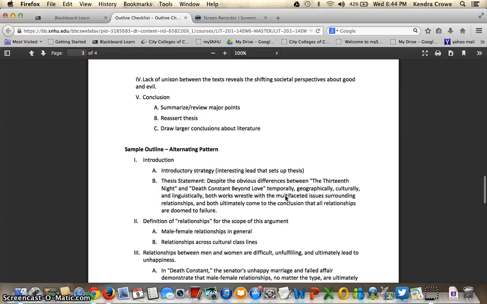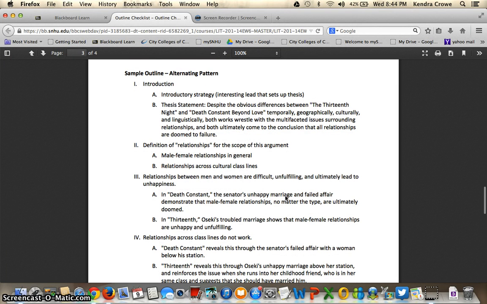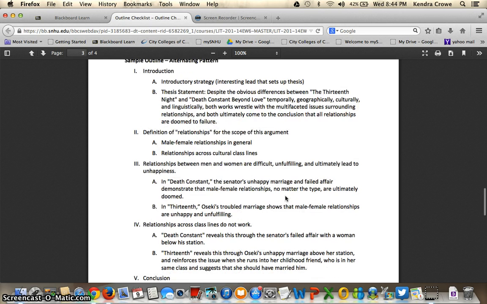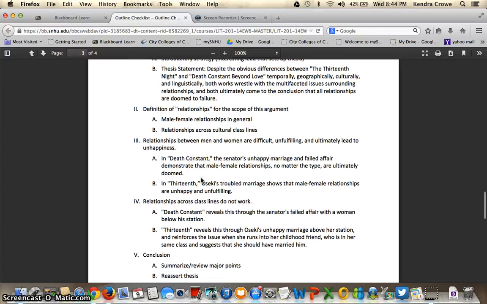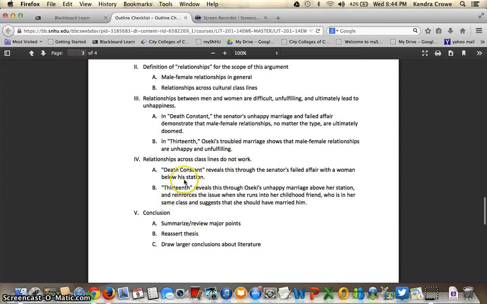The other way you can set up an outline in a comparison paper is by doing a point-by-point, or they're calling it an alternating pattern here. What you do is you talk about a subject and then how each of the texts individually uses that for each point. So here they're doing relationships between men and women are difficult, and how that is portrayed in this text as well as in this text. And next, it's relationships across class lines in this text and in this text. So that's a point-by-point, or an alternating outline here.